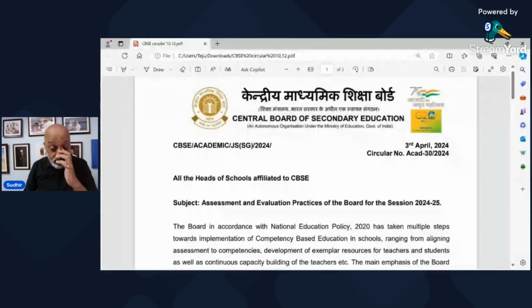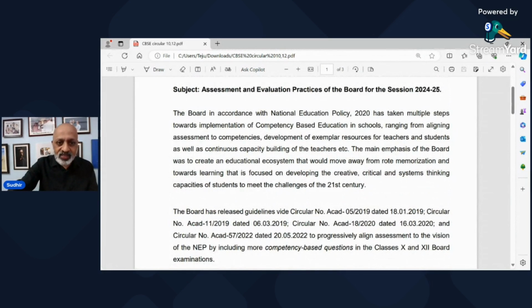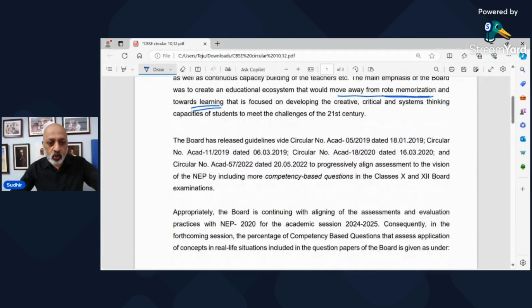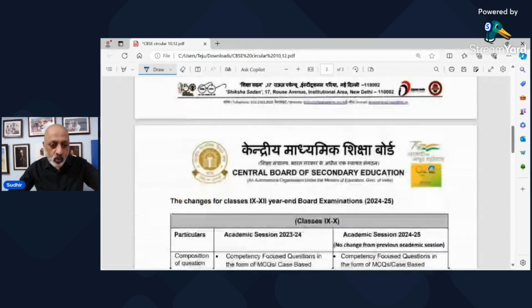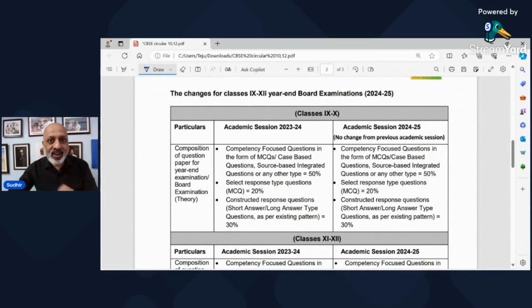So you can see the circular out there. It's put out by the CBSE. What it says is that it has taken multiple steps in order to have more competency-based education in schools. So that's the basic thing. The main emphasis is to move away from rote memorization and towards learning. That is towards more understanding of the concept. So what it essentially means is that the percentage of competency-based questions which were included is going to increase. So how is it going to change for class 9 and 10?